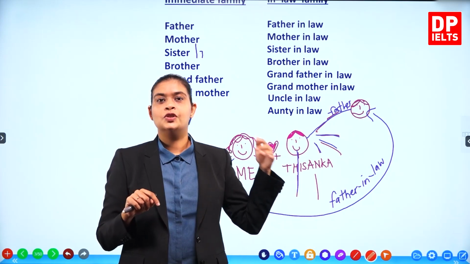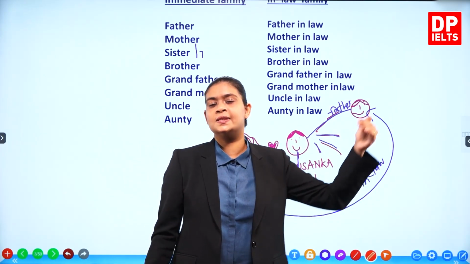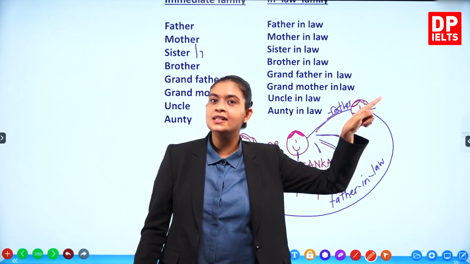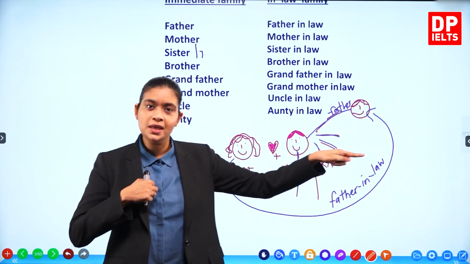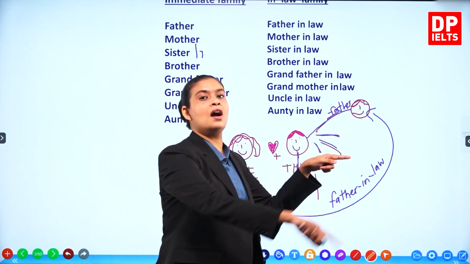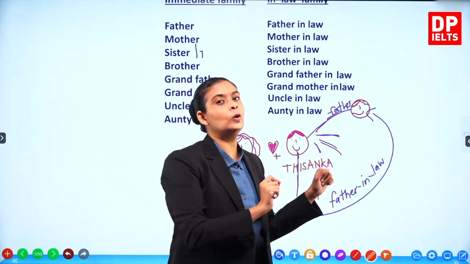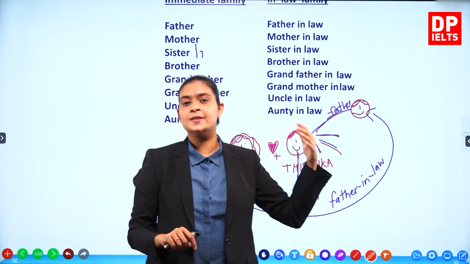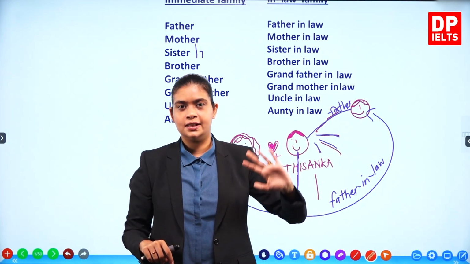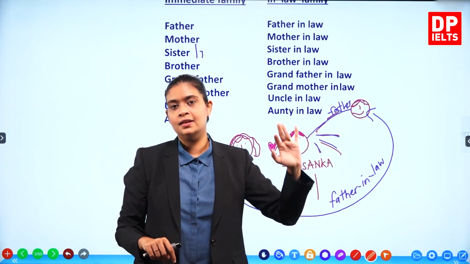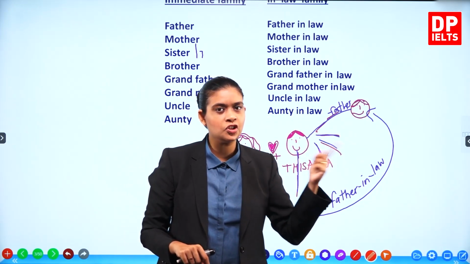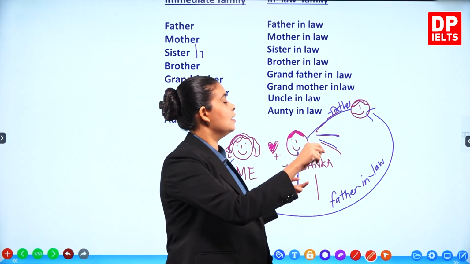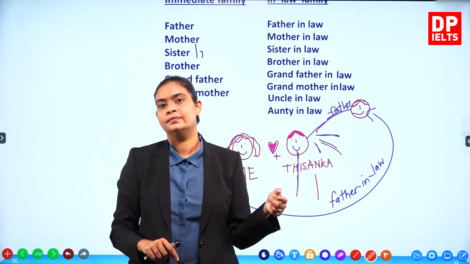Uncle-in-law. So Tisanka's mother's brother or father's brother is Tisanka's uncle. So to me, he is my uncle-in-law. Auntie-in-law. So, Tisanka's mother's sister or father's sister is for him, what is the relationship? Auntie. So, for me, they are my auntie-in-law.